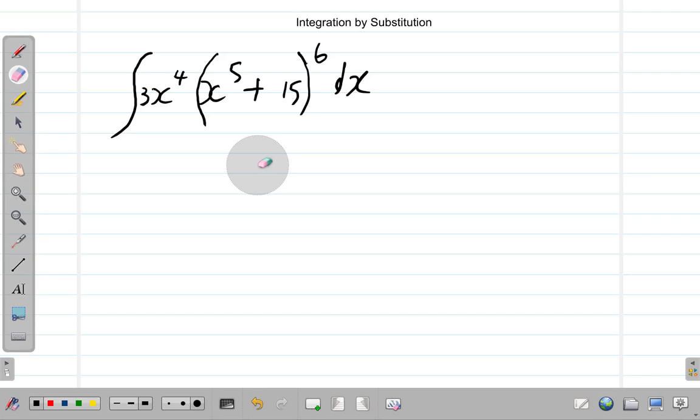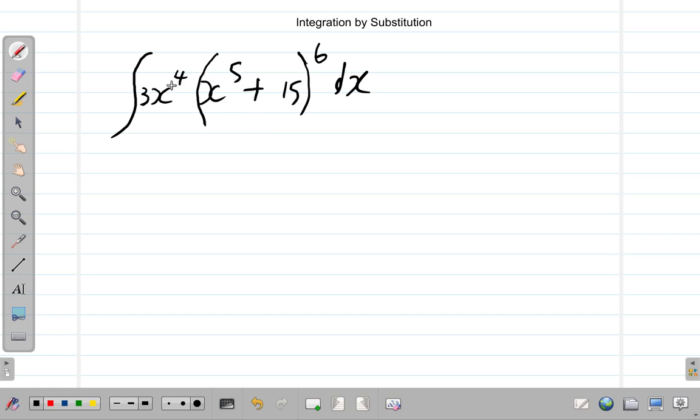Let's look at this integration. It says we should find the integral of 3x to the 4th times (x to the 5th plus 15) to the power of 6 dx. We're going to need to use some substitution here.